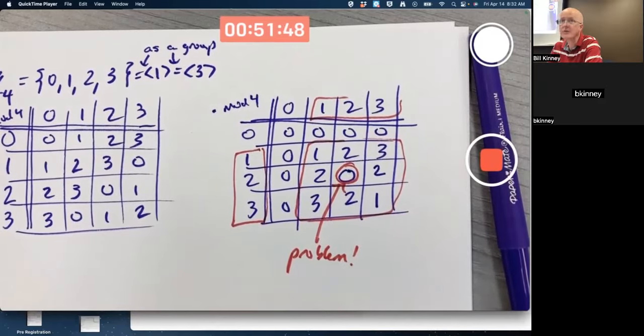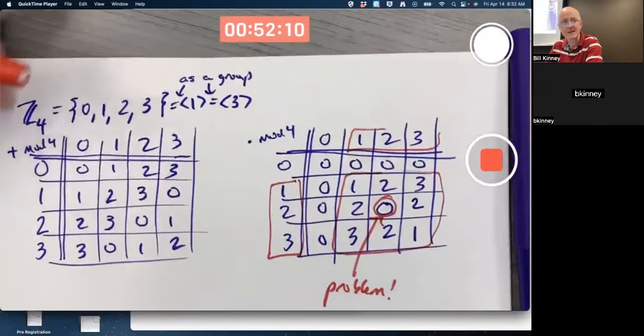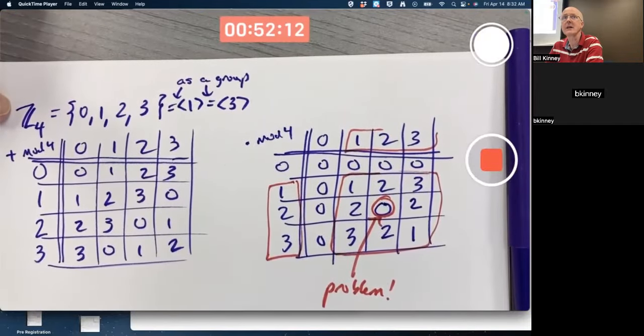The set {1, 2, 3} under multiplication mod 4 is not closed under multiplication mod 4. It's not a binary operation on that set. Multiplication mod 4 is not a binary operation on the set {1, 2, 3}. So the non-zero elements of this ring, this is going to be a ring still, don't form a group. Well, they don't form a group for Z either.